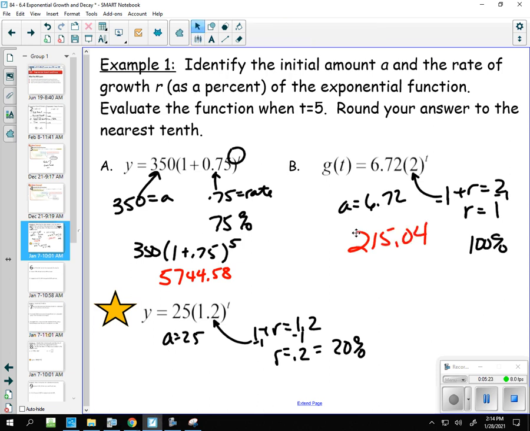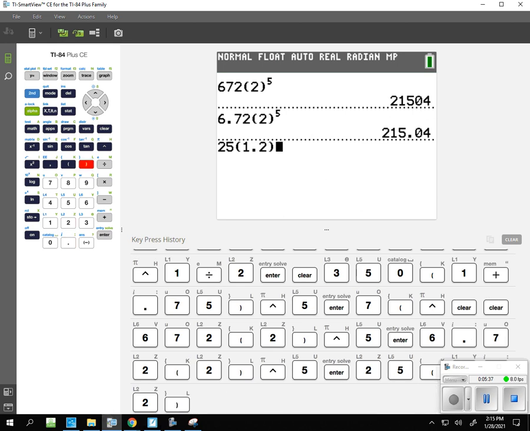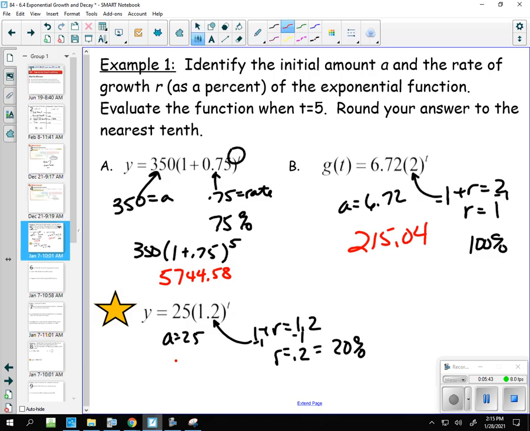So go ahead, hit pause. All right, here we go. 25 parentheses 1.2 raised to the fifth. 25 times 1.2 raised to the fifth power. 62.208. So there were 3 questions they asked.